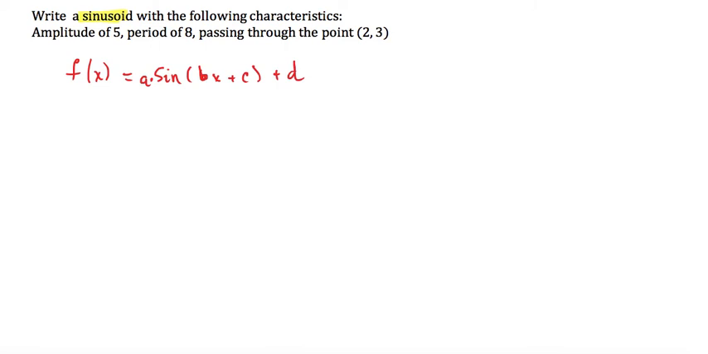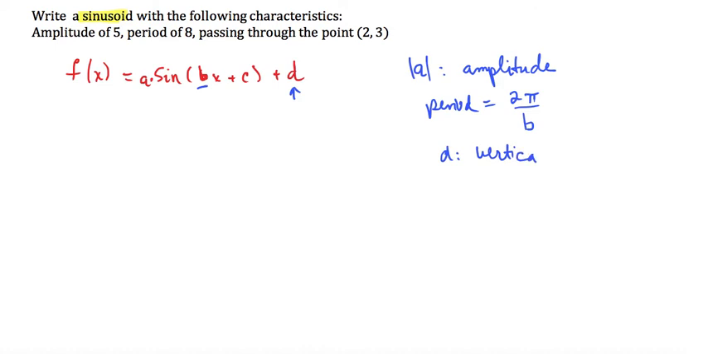Okay. And remember some of the important features here: the absolute value of a is the amplitude of the function. That's the highest point minus the lowest point divided by 2. B here affects the period. So remember that the period, which is normally 2 pi, right? But this b multiplier here changes the period to 2 pi divided by b. The D here is the vertical shift. It could go up or down. And the C here is the horizontal shift.